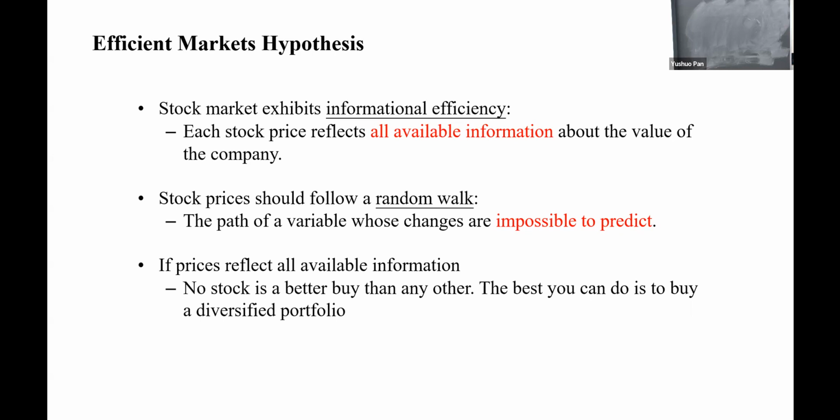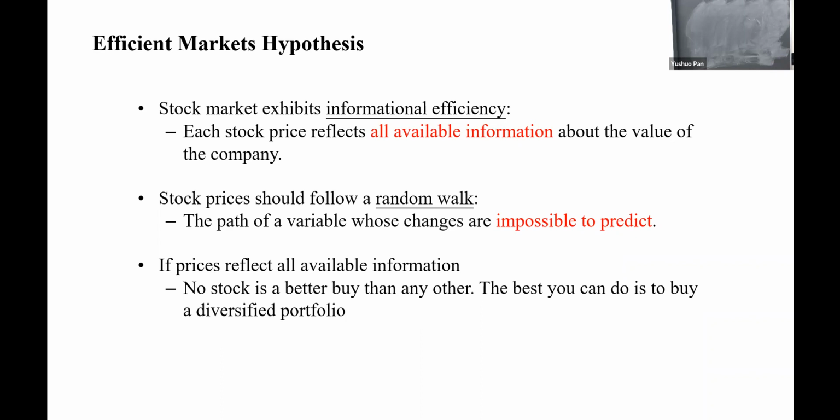If the price reflects all available information, then no stock is a better buy than the other. Just like you close your eyes and pick them randomly, right? Because all of them are equal, no difference. The best you can do is to buy a diversified portfolio. So for this hypothesis, the price is just according to all available public information.